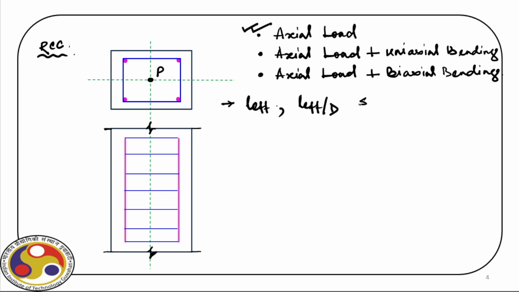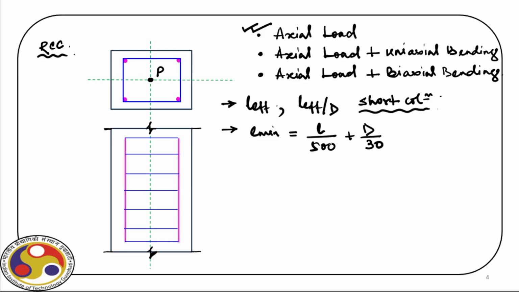For the time being, we are talking about a short column. We discuss the limit of this L effective by D for which we consider it to be a short column. Now, once that is done, even for this load, which is acting at the center, we have to design this column for a minimum level of eccentricity. So E minimum is equal to L by 500 plus D by 30, subject to a minimum value of 20 millimeter.